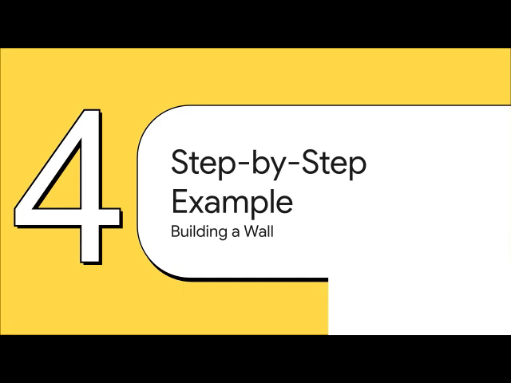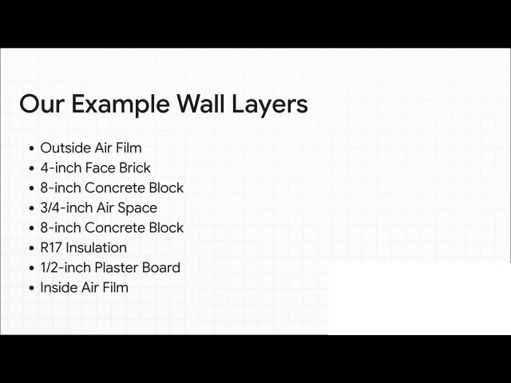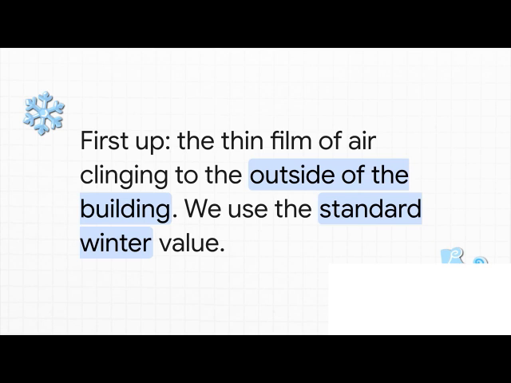Okay, so that's the theory. Now, let's actually apply this to a real-world example. We're going to calculate the U value for a pretty standard wall, and we'll do it step by step. So this is the wall we're going to be working with. As you can see, it's made of a lot of different layers. We'll start from the air on the very outside, move through the brick and the concrete, and finish up with the air on the inside. It's so important to include everything, even those super thin layers of air on the surfaces, because every single layer adds to the total insulation. All right, let's get started with our very first layer.